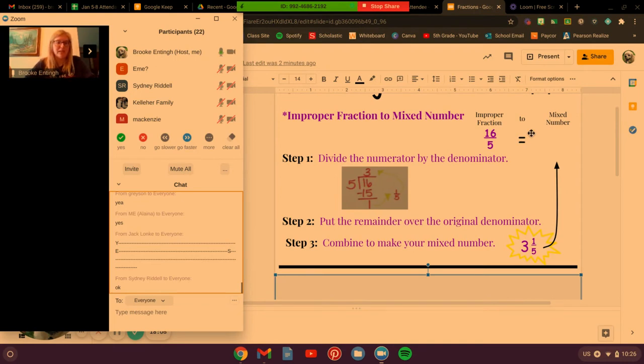Once you have written out step 3 and you have written 3 and 1/5 up under where you put mixed number, type done, so I know you're ready to go on to the next part of our notes.